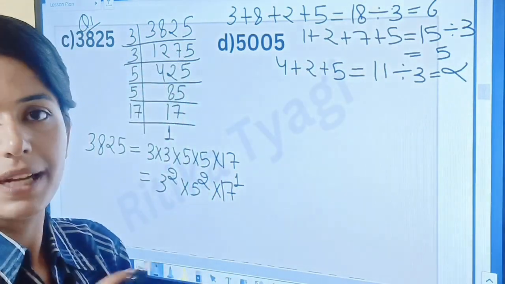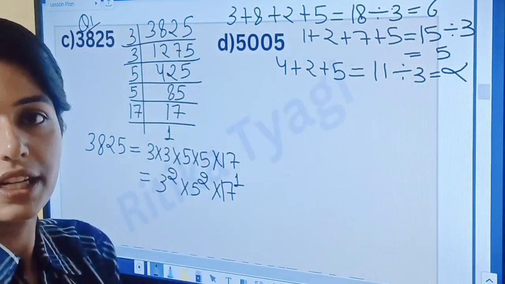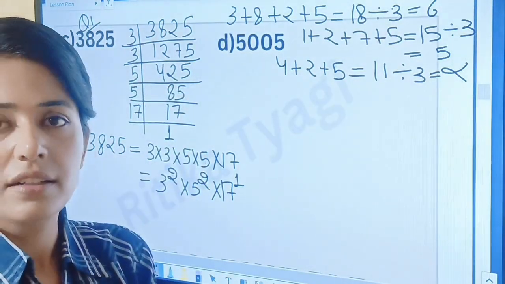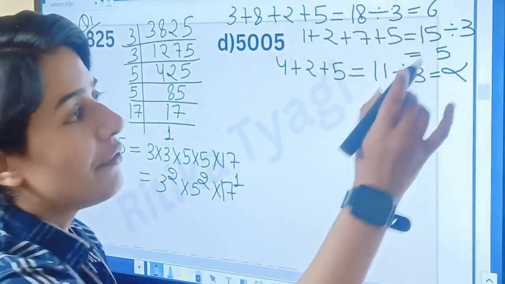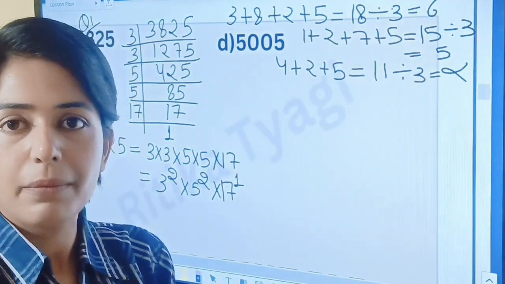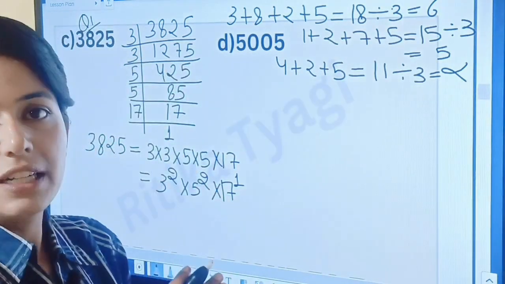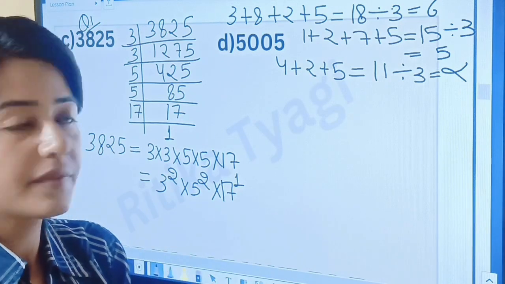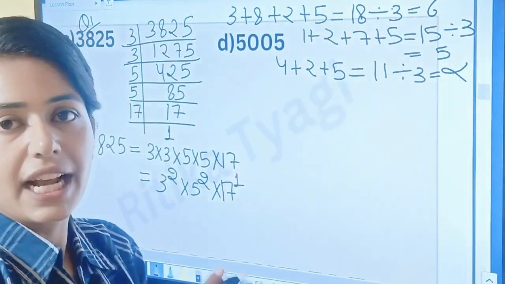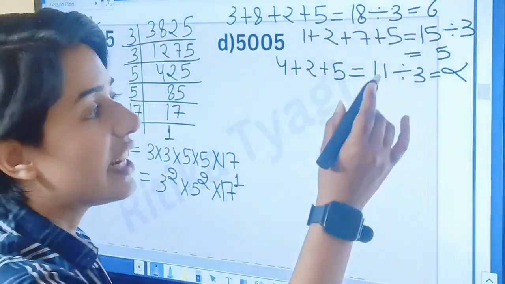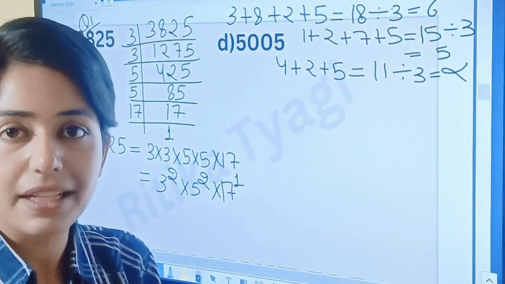So we divide it by 3 and we get 1275. Now further check the divisibility by 3. By summing all the digits of this number, we get 15, and 15 is divisible by 3. So further divide this number by 3. We get 425. Now for 425, check the divisibility rule for 3. We get 11 and 11 is not divisible by 3.